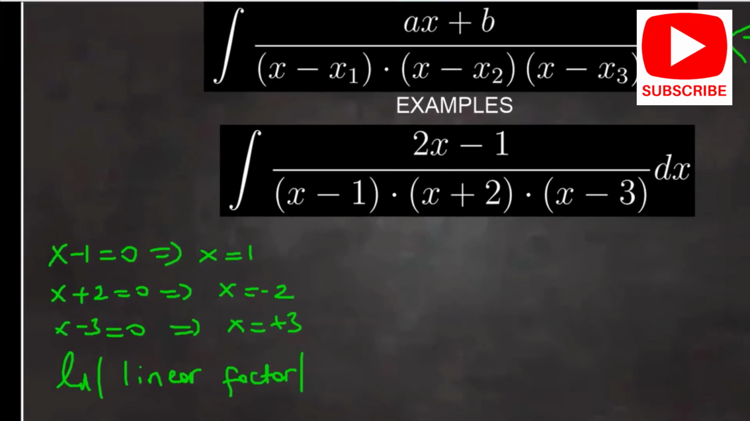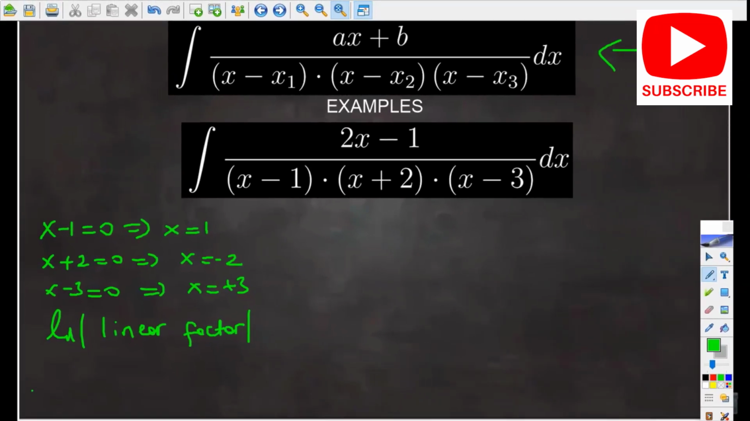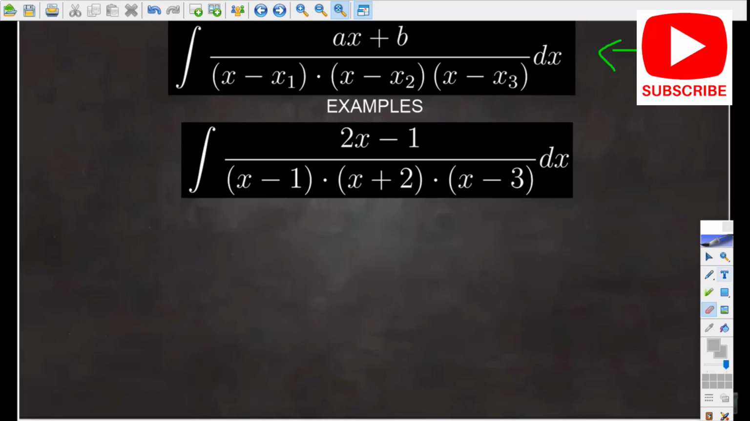So let's get started. When we look at the first problem, we've already set all the factors equal to 0, and we got these x values. So let's move on to the second step. What was the second step? It says plug in x values, ignoring the specific linear factor. So let's rewrite it again: x equals 1, x equals negative 2, and x equals 3.